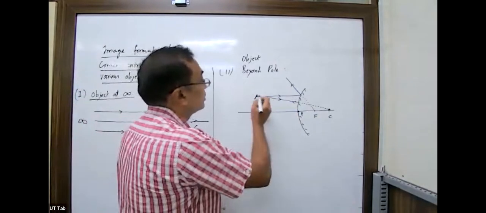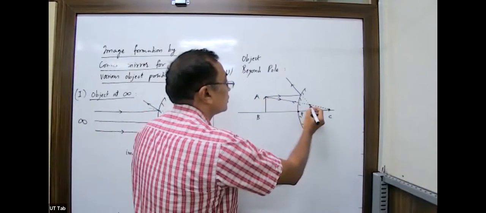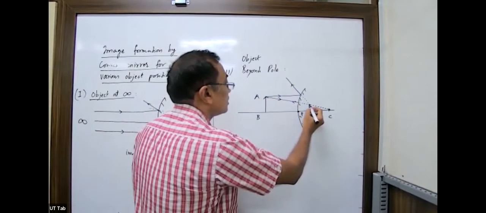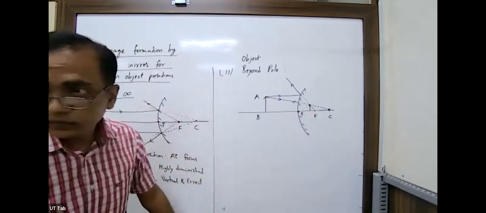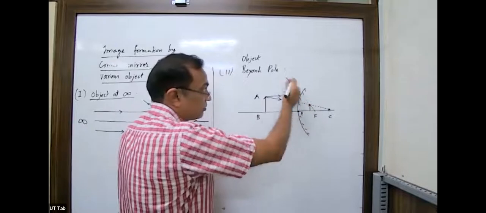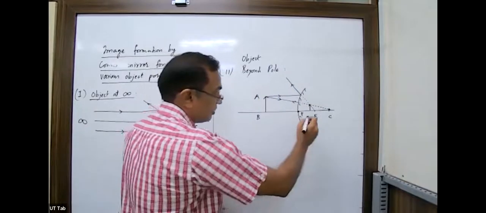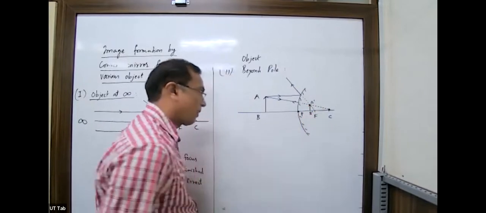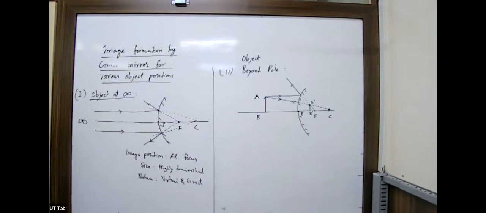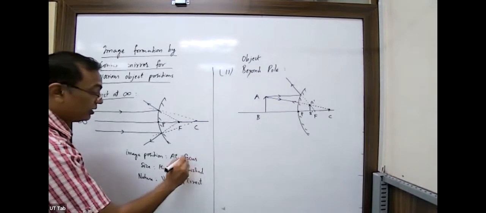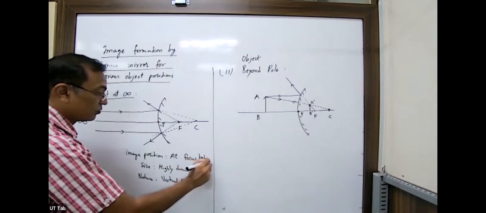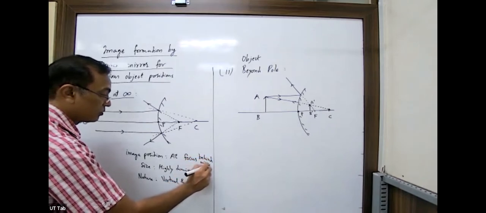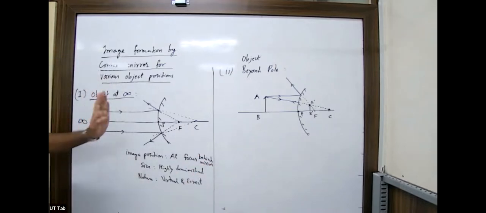So that people in this direction would feel that the reflected ray is diverging from this point. This is what the observer feels. So A dash, B dash. So here you have to say image position at focus, behind mirror, you should write. Behind mirror. Okay, it's behind mirror.